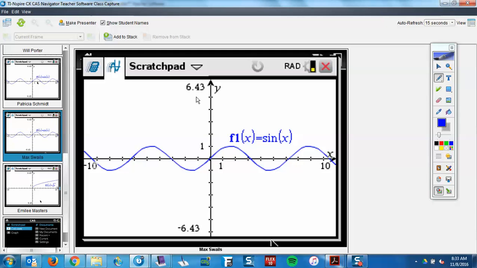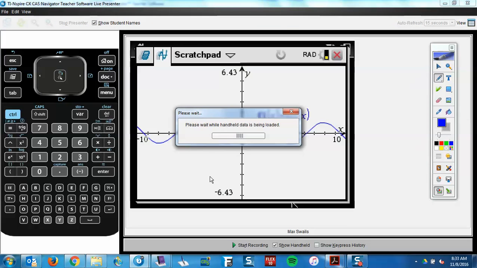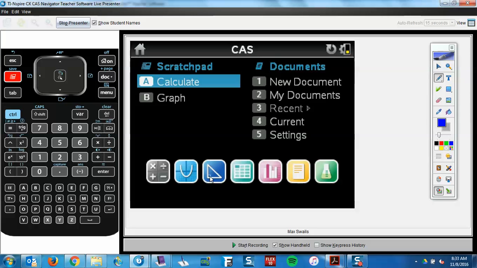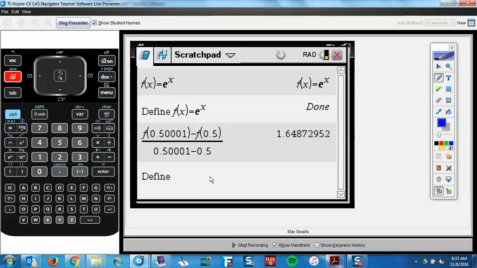So Max, let's go to your home screen. I haven't made you the presenter yet. Let's go to your calculator screen, not your home screen, okay, and it's already F1, so we don't even have to define it. You can if you want to, it doesn't matter. It's already in F1, right?